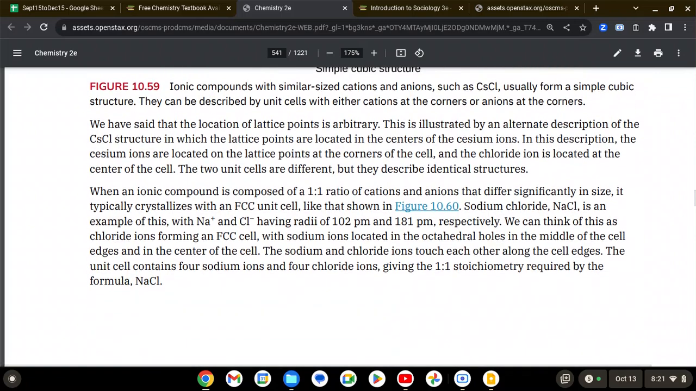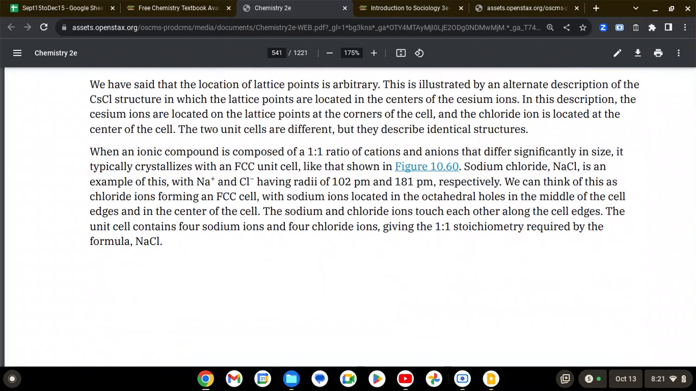We have said that the location of lattice points is arbitrary. This is illustrated by an alternate description of the CsCl structure in which the lattice points are located in the centers of the cesium ions. In this description, the cesium ions are located on the lattice points at the corners of the cell, and the chloride ion is located at the center of the cell. The two unit cells are different, but they describe identical structures.